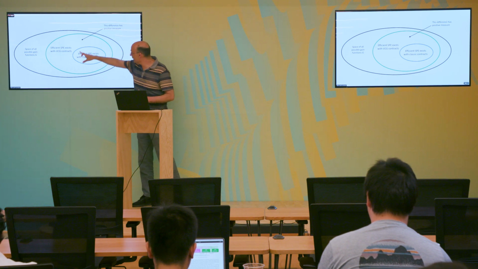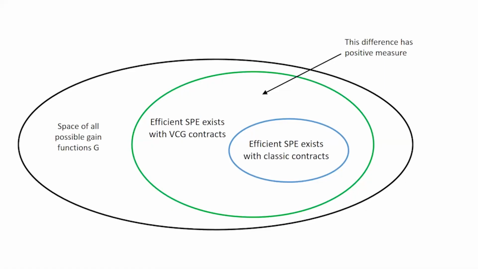So in the blue picture, every virtual dot on this large black space is a tuple of gain functions. In the blue circle, the smallest circle, these are all the tuples of gain functions, games, for which there exists an efficient equilibrium. Just replace SP with equilibrium.